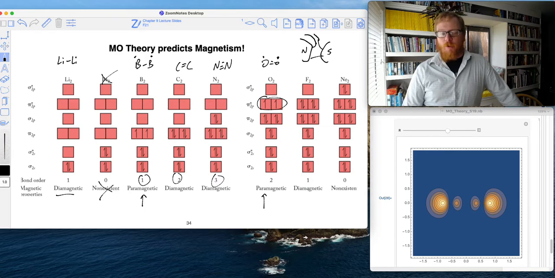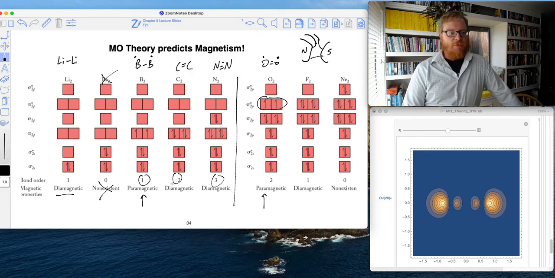So F2, if we keep going down the line. Oh, and also I forgot to point out, you notice here, this is where the switch happens, right? So we've got sigma 2s, sigma star 2s, and then pi bond, and then sigma bond, okay? And so if we follow along with this here, everything looks good, and then it switches with oxygen.